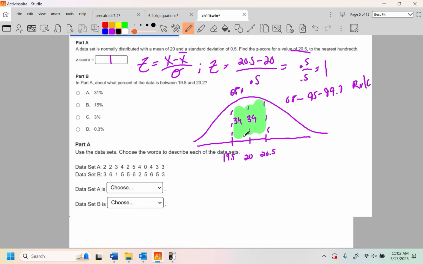Now, 19.8 would be about right here, and 20.2 would be about right here. It doesn't take a leap of faith to realize that it's close to 34%.